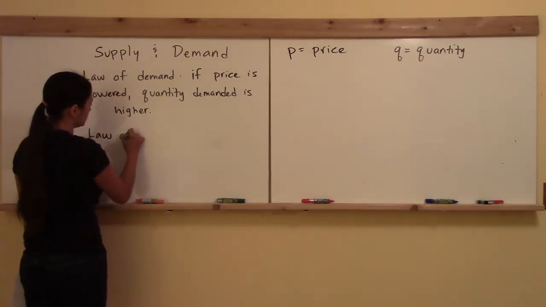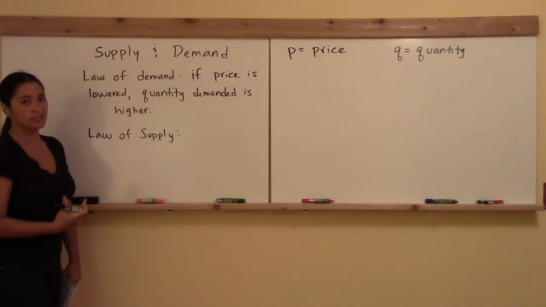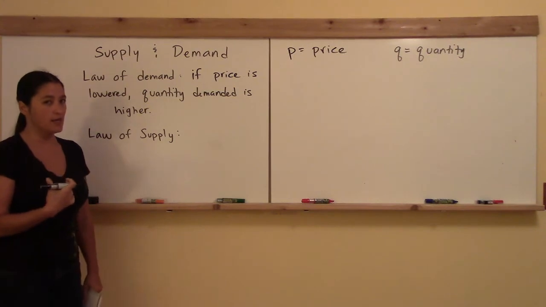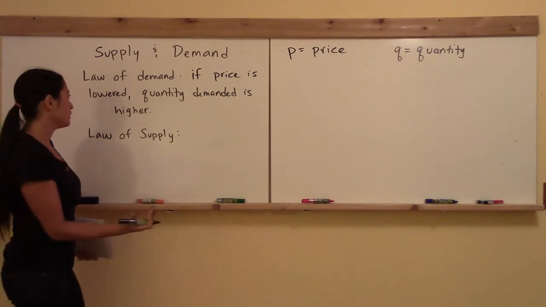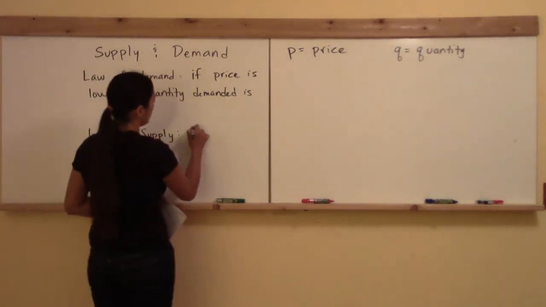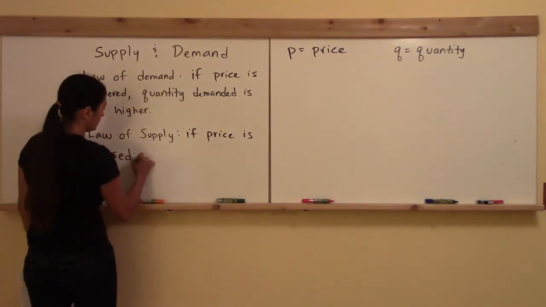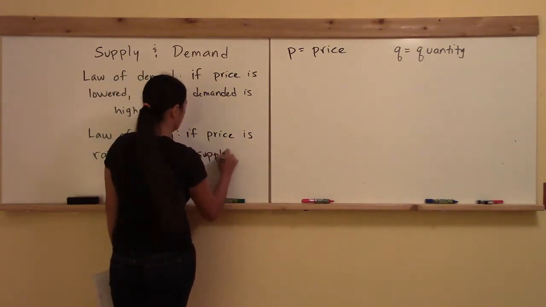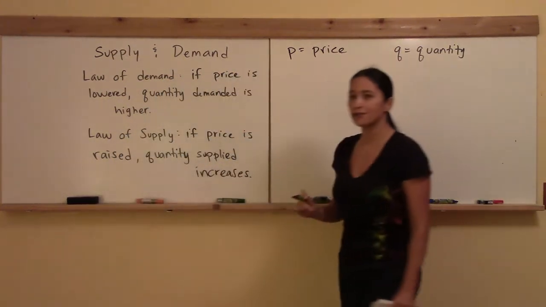However, inside business, there are two sides of the coin. There are the people who are demanding and the people who are supplying. And the law of supply has the opposite statement, which is to say that if I'm the one supplying it, if the market price is higher, then I'm going to want to supply more of that thing. So that's the opposite here. If the price is lower, the demanders will demand more. But on the other side, if the price is raised, the quantity supplied increases. So that's what makes sense for the supplier side of things.